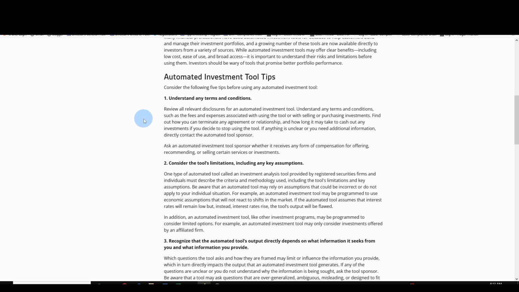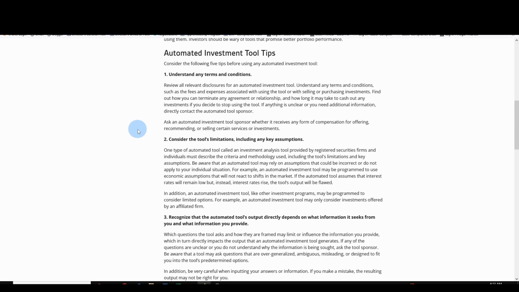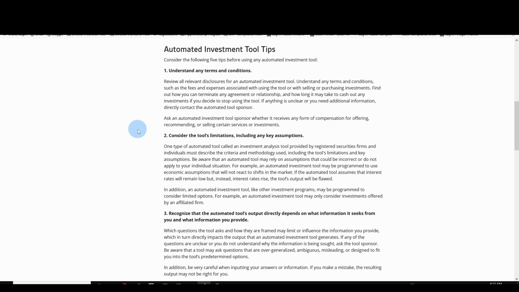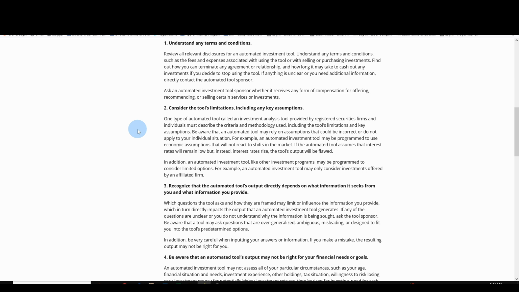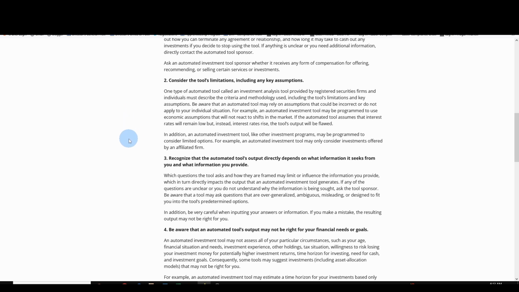Understand any terms and conditions, such as the fees and expenses associated with using the tool or with selling or purchasing investments. Find out how you can terminate any agreement or relationship and how long it may take to cash out any investments if you decide to stop using the tool. If anything is unclear or you need additional information, directly contact the automated tool sponsor. Ask an automated investment tool sponsor whether it receives any form of compensation for offering, recommending, or selling certain services or investments. Consider the tool's limitations, including any key assumptions.